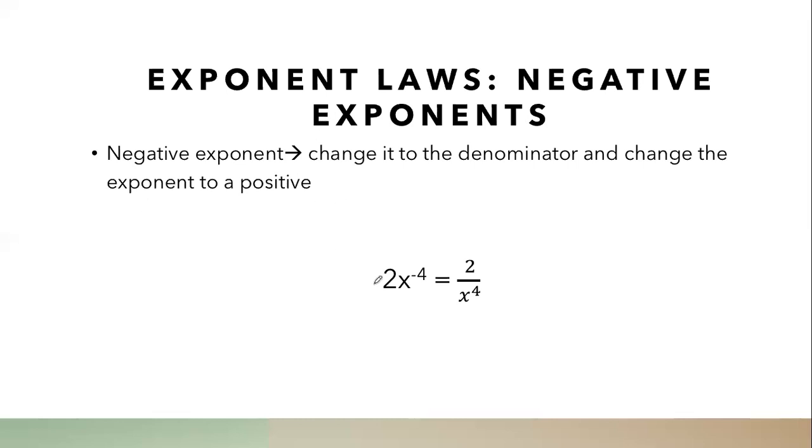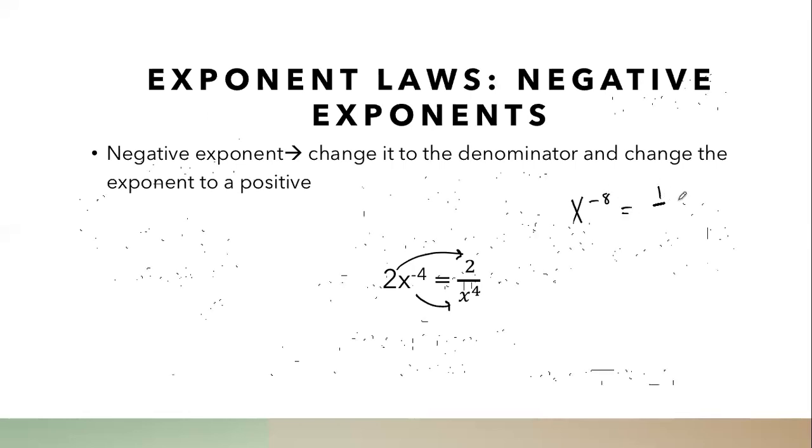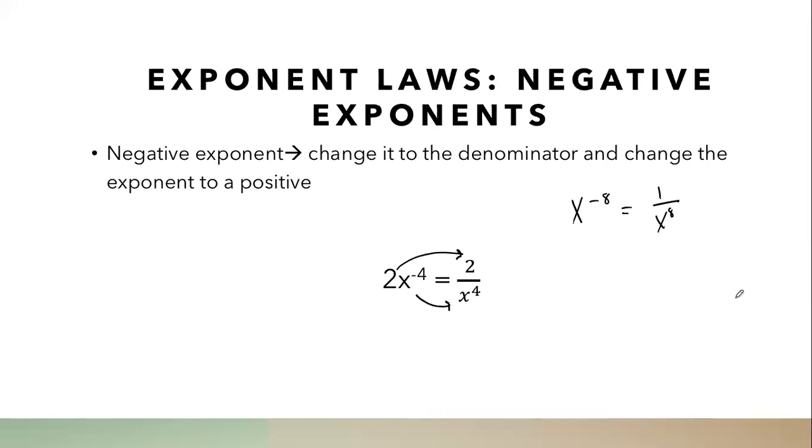So 2 times x to the power negative 4. I don't want this x being raised to the power negative 4, so it got moved to the denominator. 2 still stays on top because 2 wasn't being raised to any negative power, only the x. So x to the power of negative 8, I don't like that, so it'll go 1 over x to the power of 8. You move it to the denominator.